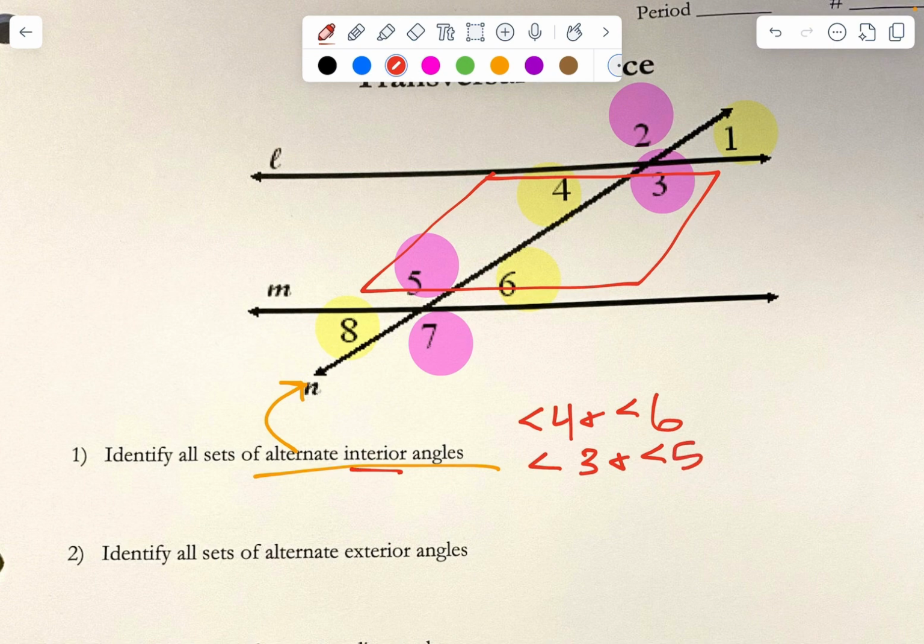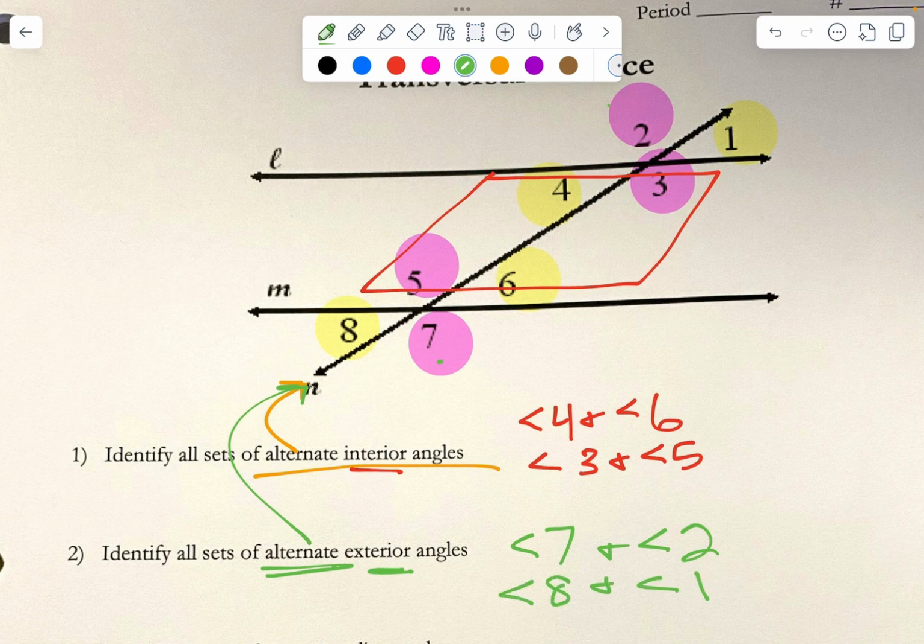Next, alternate exterior angles. Again, we're alternating, going back and forth on the transversal. Exterior is going to be outside of the parallel lines, and those are also going to be congruent, the same. 7, if you jump across to the alternate side, is going to go with 2, alternate exterior. We also have angle 8 and angle 1.